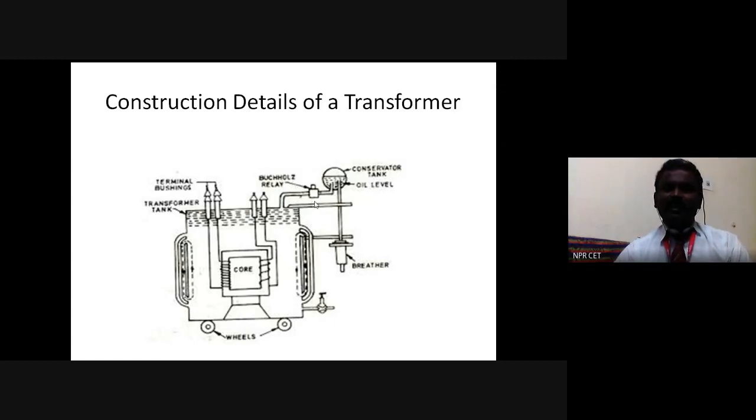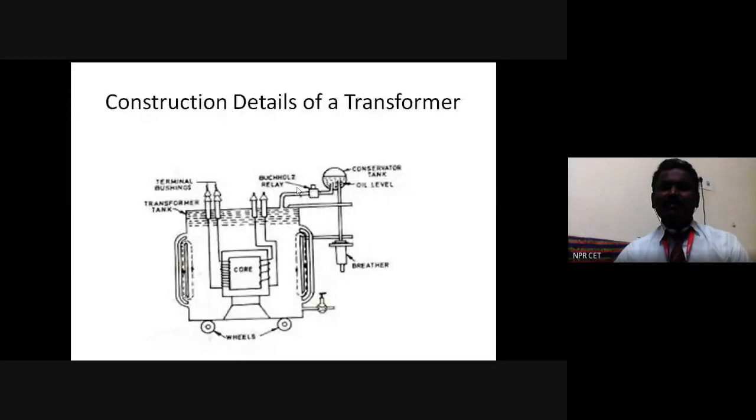Here, one more arrangement is the Buchholz relay. The Buchholz relay is connected between the conservator tank and the transformer tank. There are two purposes of providing this Buchholz relay. When a light or minimum fault occurs, the Buchholz relay gives only a signal. Suppose there is a severe fault and the current rises heavily. At that time, the Buchholz relay operates and disconnects the transformer from the supply, right?